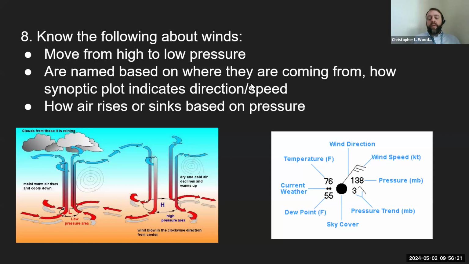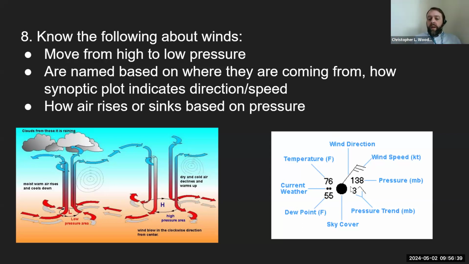Westerlies come from the west. Easterlies come from the east. Sea breeze comes from the ocean. Mountain breeze comes down a mountain. A valley breeze blows from the valley and up. They're always discussed in terms of where they come from. So if you have a northeast wind, it comes from the northeast.